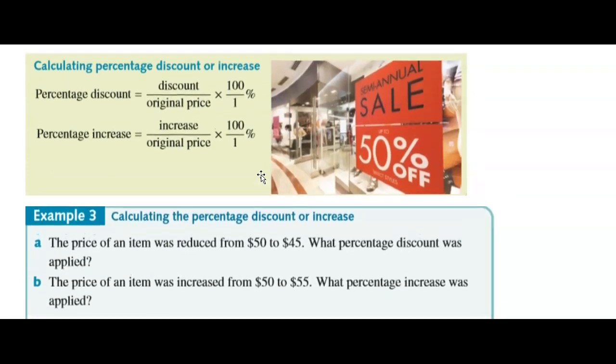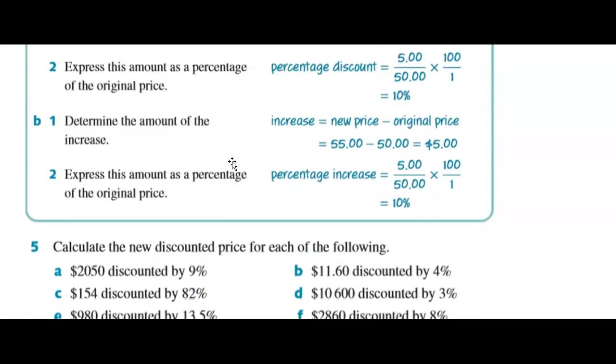All right, so moving on, calculating percentage, discount or increase. So if we're looking at percentage discount, it's just the discount over the original price. So it's similar to what we've done before. Percentage increase, the increase over the original price. So you need to understand what the discount or the increase was first. Then multiply it by 100 over 1 because it's converting it into a percentage. All right, and there's an example there for you.